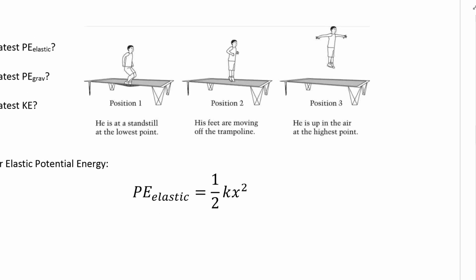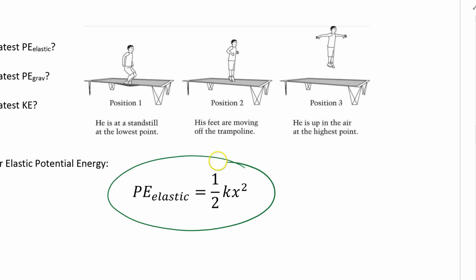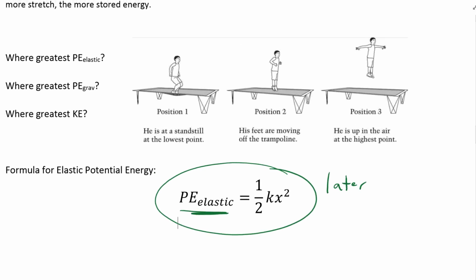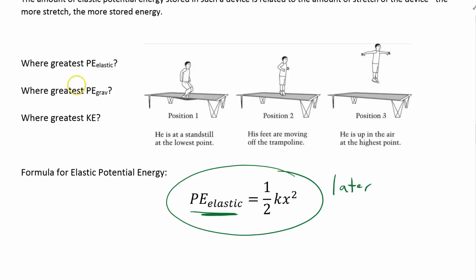And you know what? I'm not going to get too much into the formula yet because we're going to use this later. I just want you to start thinking about what elastic potential energy looks like. So let's look at this trampoline one here. It says, where is the greatest elastic potential energy? So where is there the most energy stored? Now this doesn't look like a spring, but I hope you can appreciate that the fabric of the trampoline itself is the spring. So where is the trampoline the most either stretched or compressed? And I would say the answer would be position number 1.